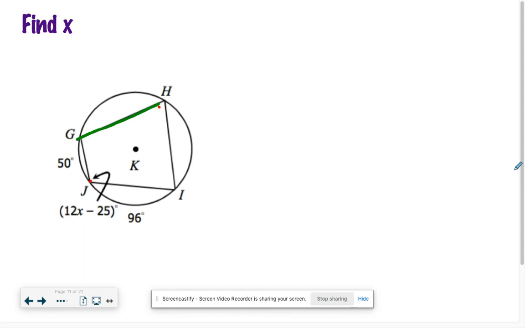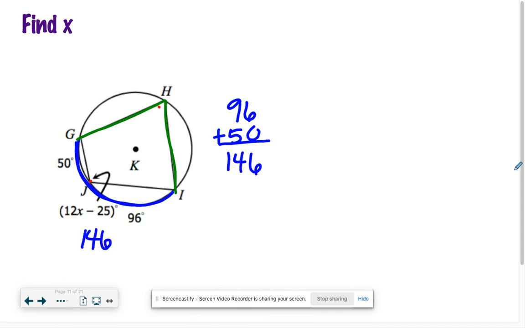If we trace out our inscribed angle of GHI, and we look here, we have our intercepted arc, right? So our intercepted arc, 96 plus 50, gives us 146. So that big blue arc is 146. And we know that our inscribed angle is half of that. So 73. We just found that this angle is 73.